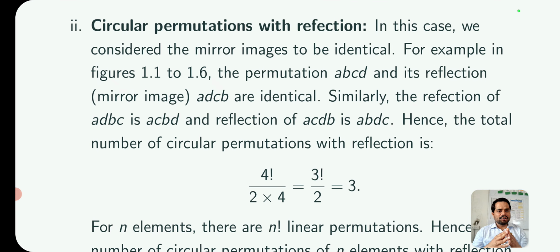It is the case of circular permutation with reflection. In this case, we consider the mirror images to be identical. For example, in figures 1.1 to 1.6, the previous figures, the permutation A, B, C, D and its reflection are identical if we join these figures. Similarly, the reflection of ABCD is ACBD.